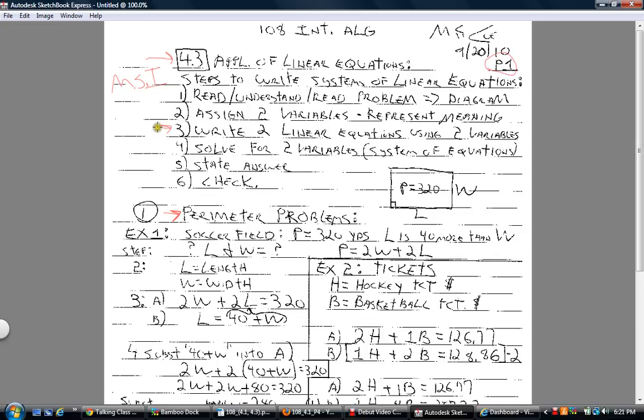You have to solve 2 equations with 2 unknowns. That way, that allows you to use the elimination or substitution techniques. Solve for the 2 variables like we did from 4.1.